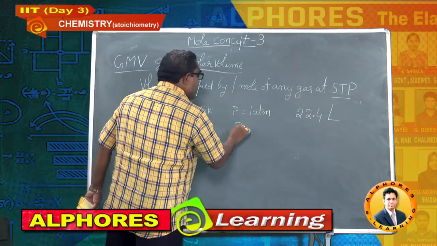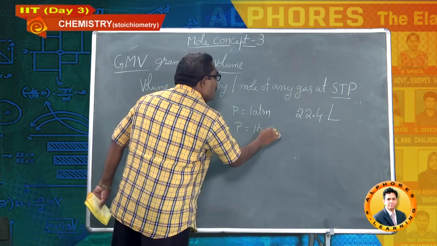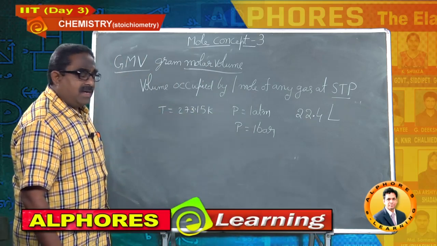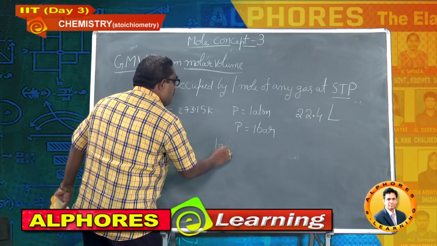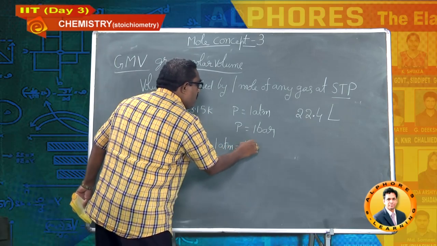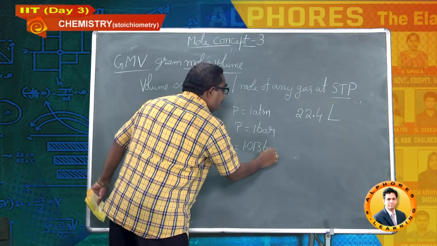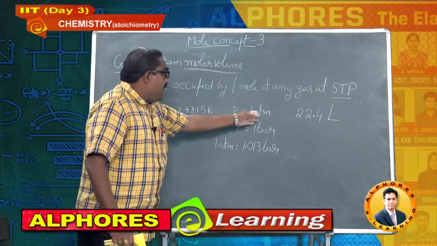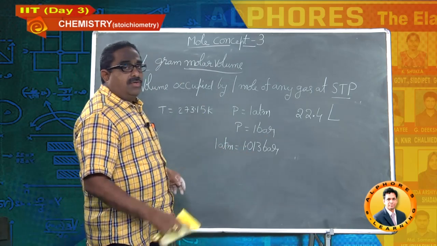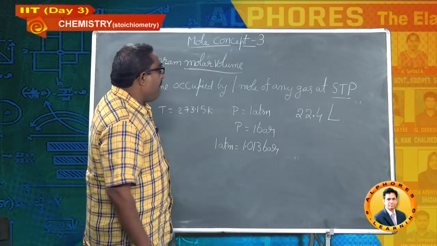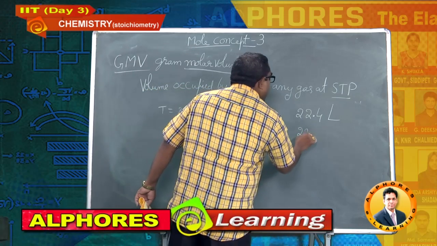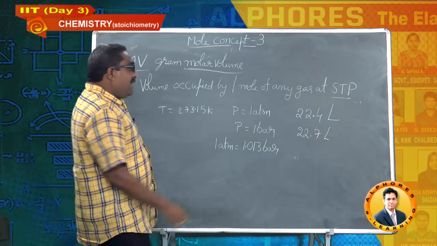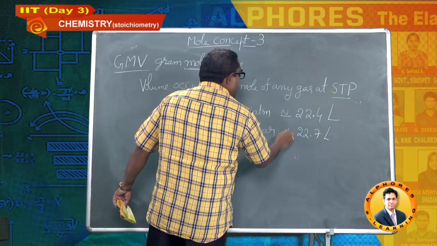Temperature is the same, but pressure they have modified as 1 bar. So, I will give the interrelation between atmosphere and bar also, students. 1 atmosphere is equal to 1.013 bar. That is the relation for interconversion between atmosphere and bar. This is the value we should use to convert. Then they set the value as 22.7 liters approximately. Not exact values, approximate values only.